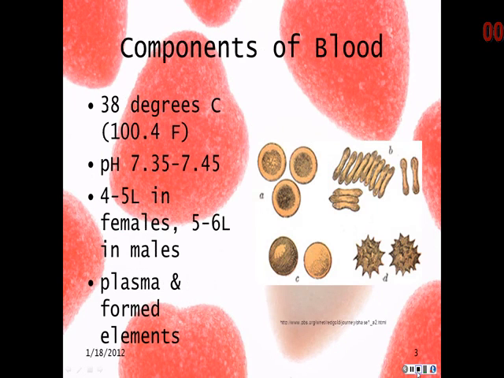Our blood is 38 degrees Celsius or 100.4 Fahrenheit. This is warmer than what you may expect since this is the temperature inside, not what we measure on the mucous membranes. The pH range is 7.35 to 7.45. Blood volume depends on size, with females typically having 4 to 5 liters and males having 5 to 6 liters.